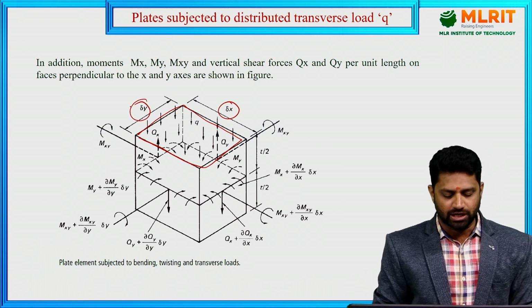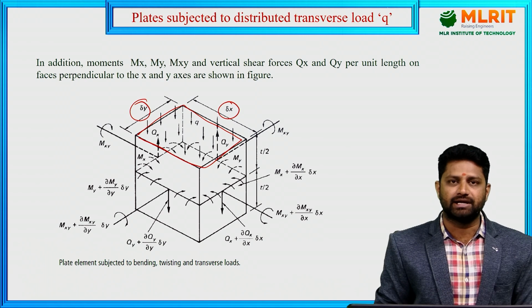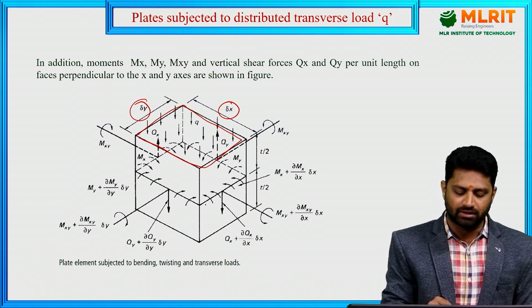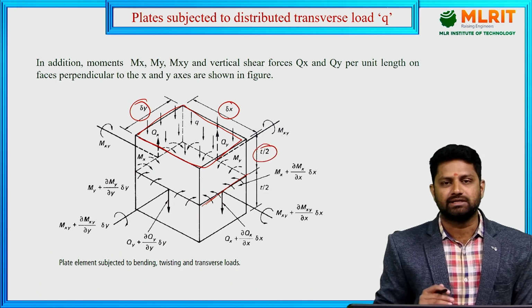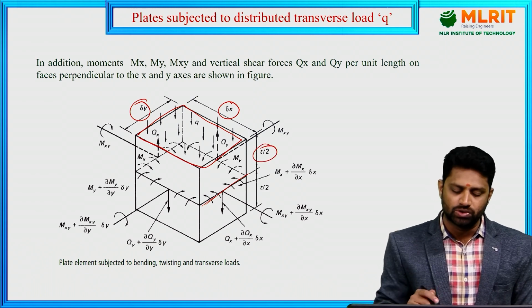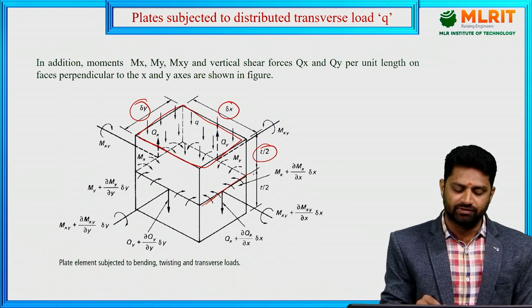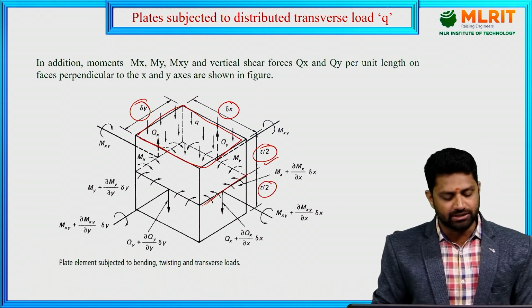Now let us assume the thickness of the plate is t, and from the center of the plate, or from the neutral axis, you can assume that half of the thickness is above and half of the thickness is below. So the total thickness is t and it is divided into t by 2 and t by 2. Okay, now after this, let's go for the moments.